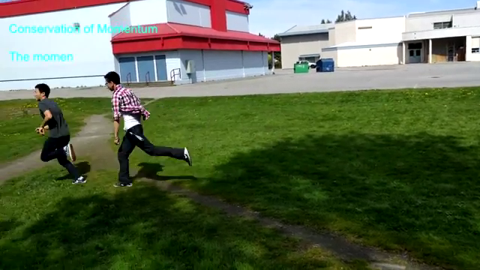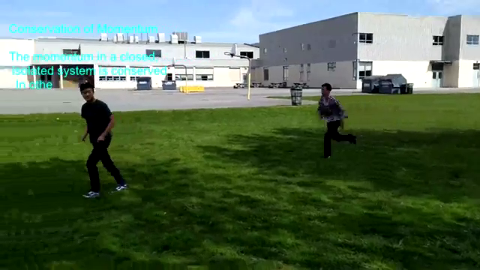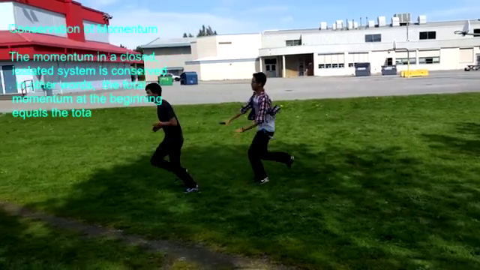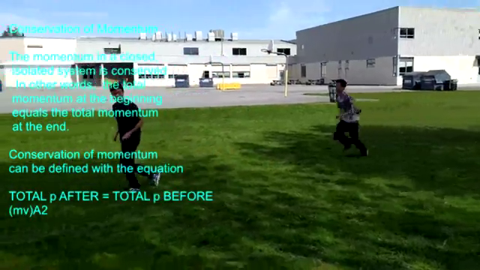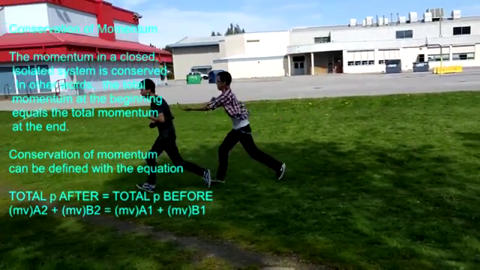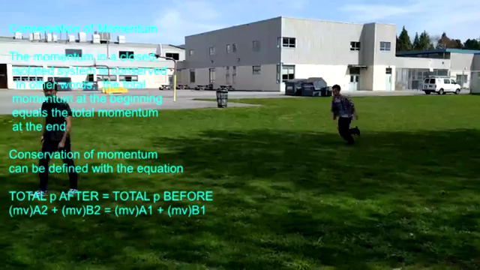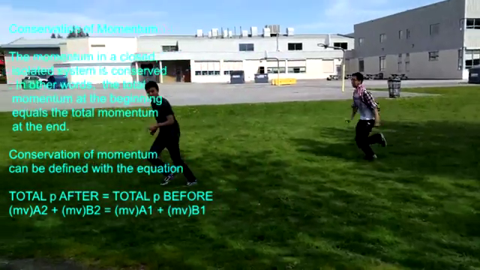The momentum in a closed, isolated system is conserved. In other words, the total momentum at the beginning equals the total momentum at the end. Conservation of momentum can be defined with the equation m v a2 plus m v b2 equals m v a1 plus m v b1.